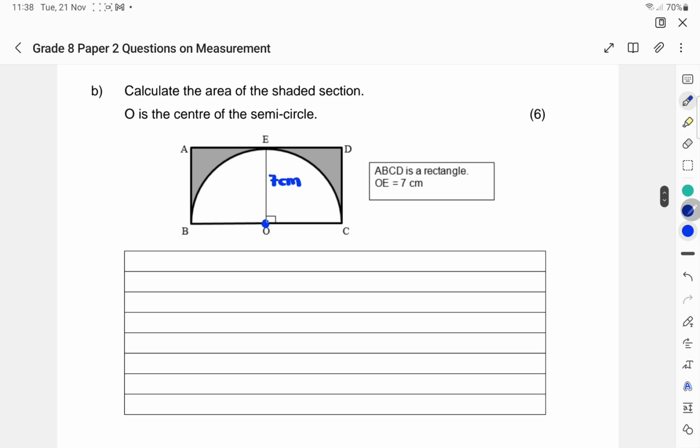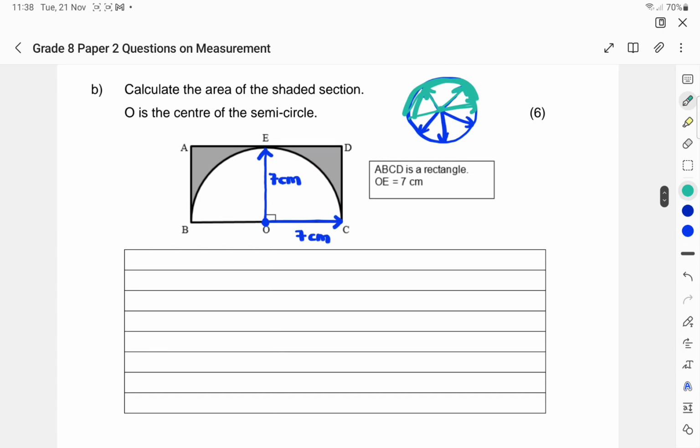Okay, but can you see that if OE is going to be 7, then that means that OC will also be 7 centimeters. Why is that? Because that is a radius of a circle. So as long as it's from the center point anywhere out to the edge of the circumference, even if it's just half a circle, if that is 7, that will be 7, that will be 7. Okay, so we've got that.